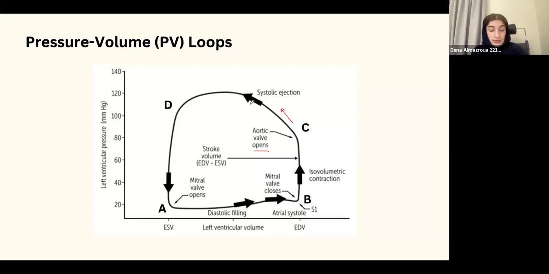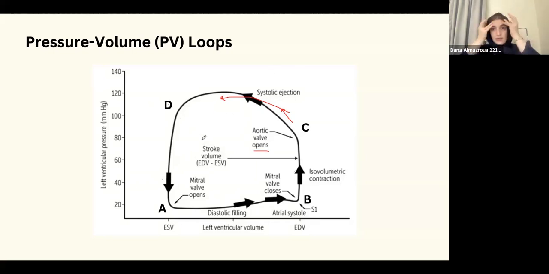Not only that, but also the volume is going to decrease, which makes total sense because now the blood is no longer in the ventricles, it's moving to the aorta. So you're going to see the volume, because this is the direction it's moving, decreasing. We're going the other way on the x-axis. So that's what's happening during systolic ejection.